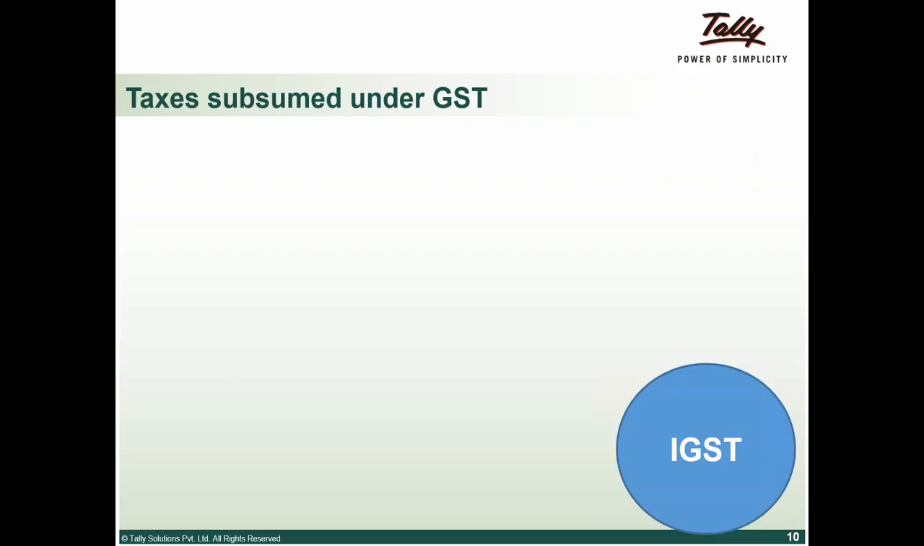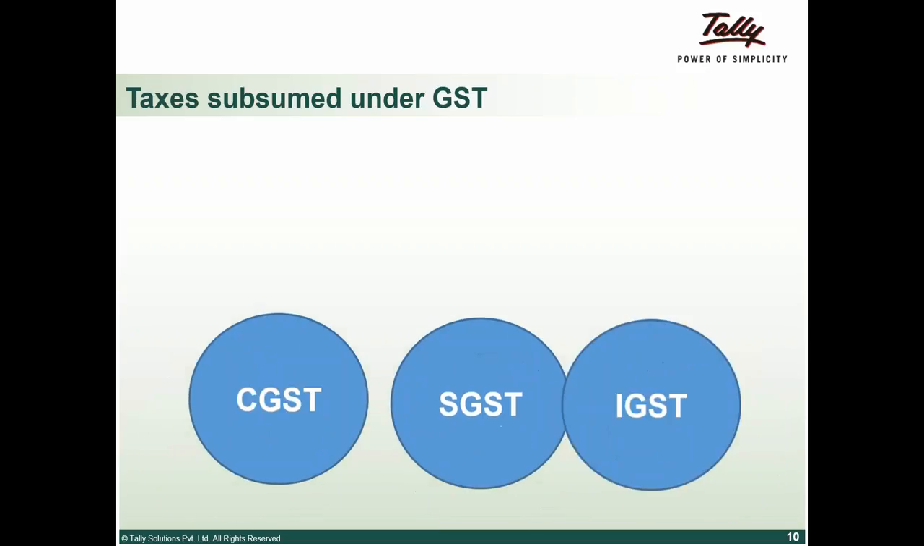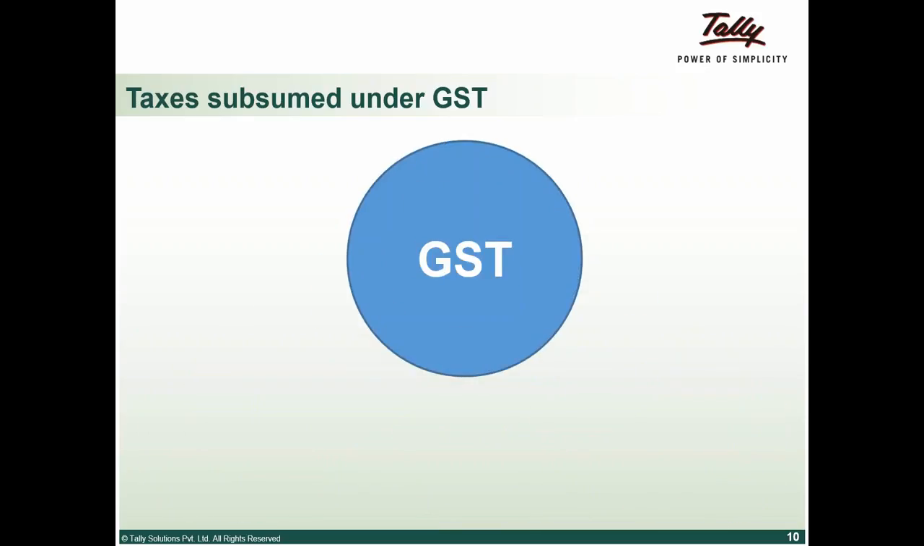Now we have seen these three components: CGST, which is central GST, SGST, which is state GST, and IGST. All these three components form GST. So when is CGST and SGST going to be applicable and when is IGST going to be applicable? Whenever there is a transaction of supply of goods or services within the state, CGST and SGST are applicable, which is your GST rate.